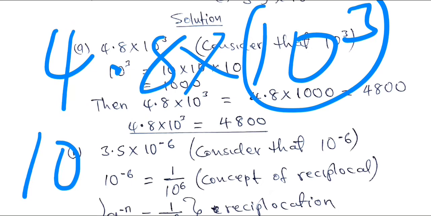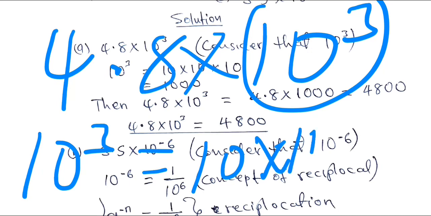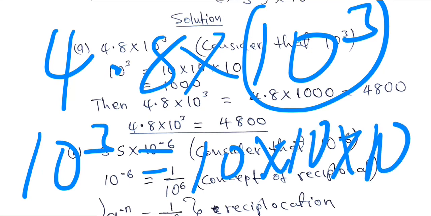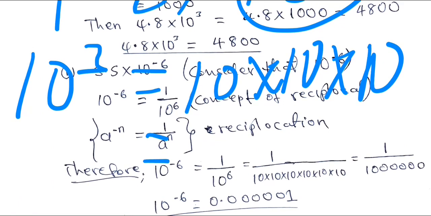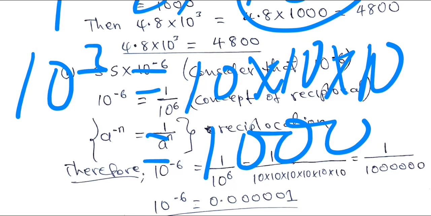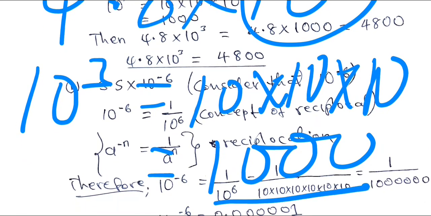Okay, think about 10 exponent 3. This one is equal to what? I know that is equal to 10 times 10 times 10 from the concept of exponent. But this 10 times 10 times 10 is the same as thousands when you multiply it, right? So now you're supposed to plug these thousands into your question.